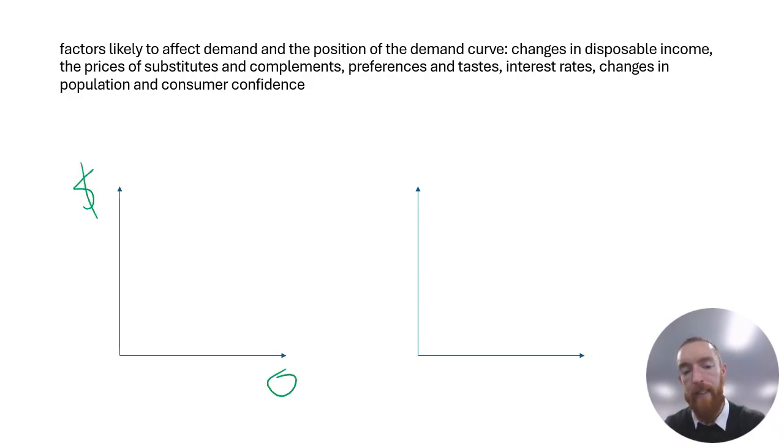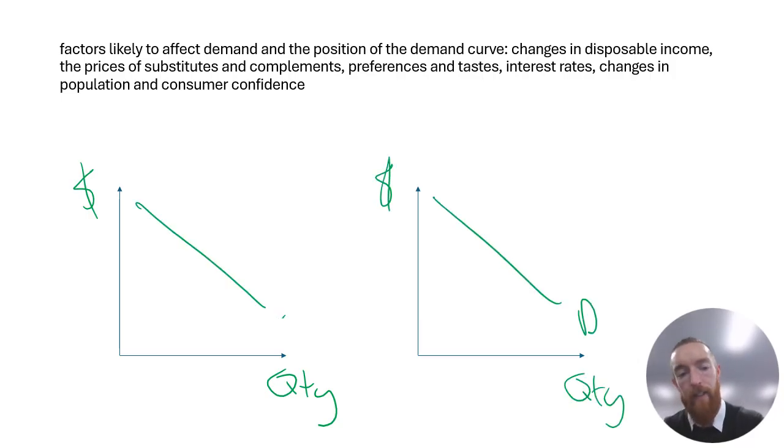So if we label these axes with our price and quantity and then draw a demand curve on them, we could have one here and one here. And then there are two main options which could occur, and we're going to go through some of the factors as we go through them. So our factors are changes in disposable income, the price of substitutes and complements, preferences and tastes, interest rates, changes in population, and consumer confidence.